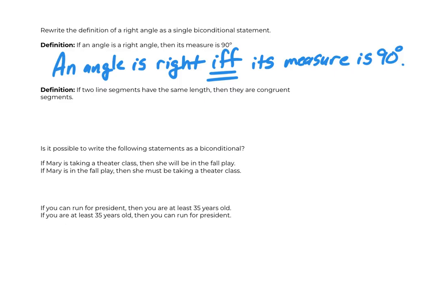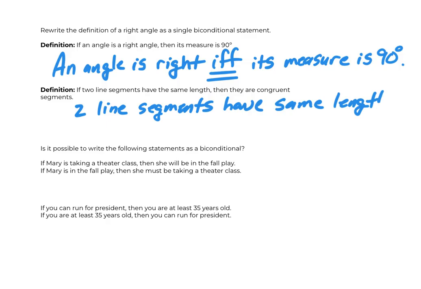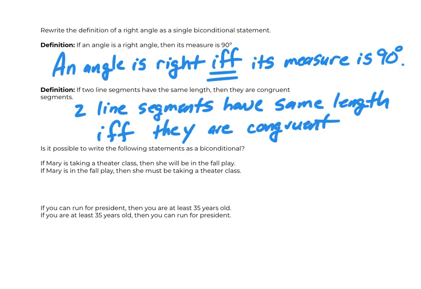Okay, we want to state it both ways. We want to flip-flop it, make sure it's true both ways, and if it is, then we will say 2 line segments have the same length if and only if they are congruent segments.